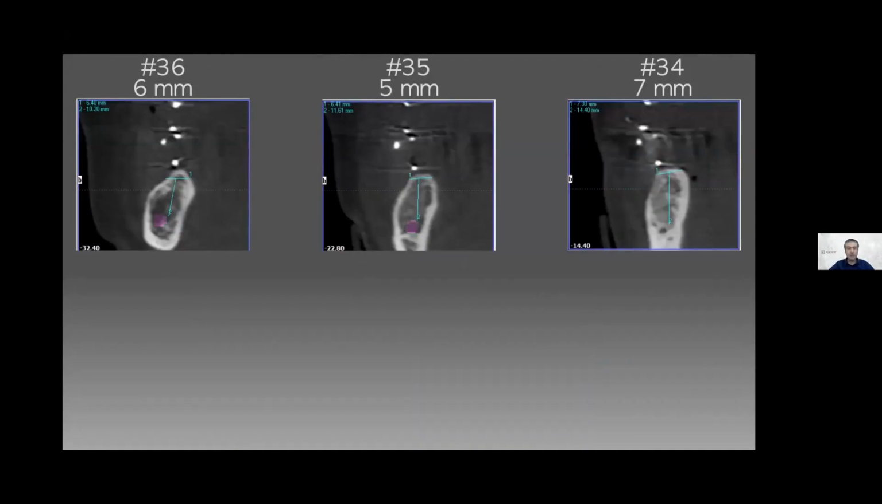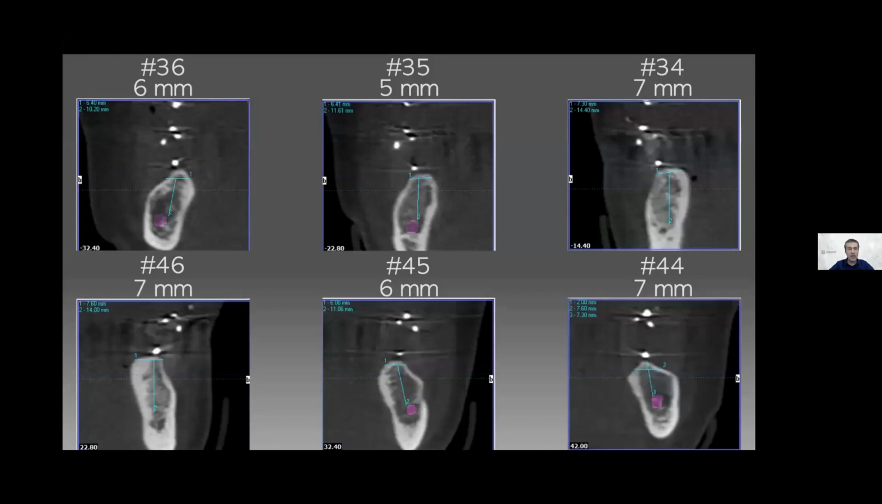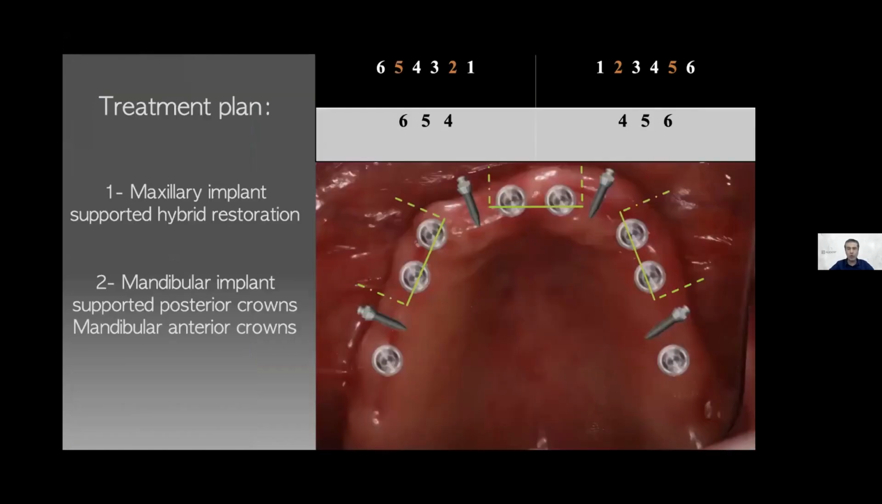And for the mandible, the prosthodontic department decided to place 3 implants in regions 35, 34, 36, and 46, 45, 44. There is no problem. We had width and we had bone, so it was straightforward, with no need for any bone augmentation in the mandible. Here is the photo.